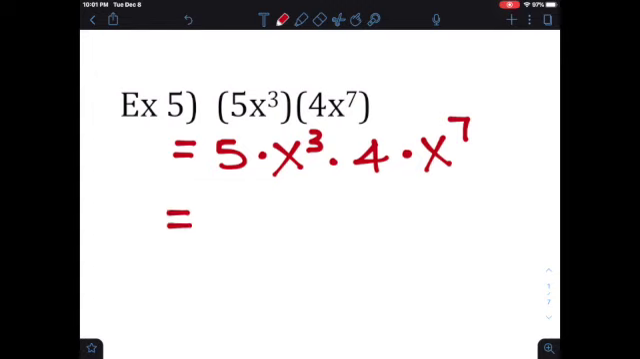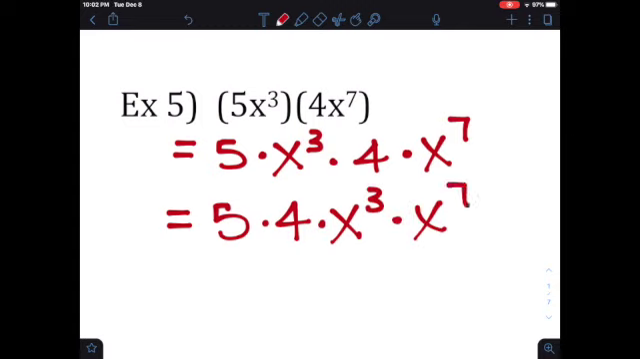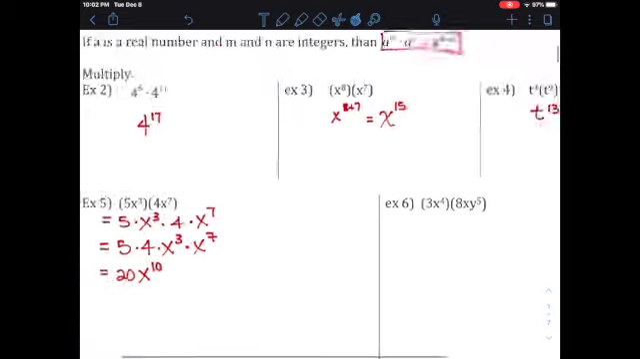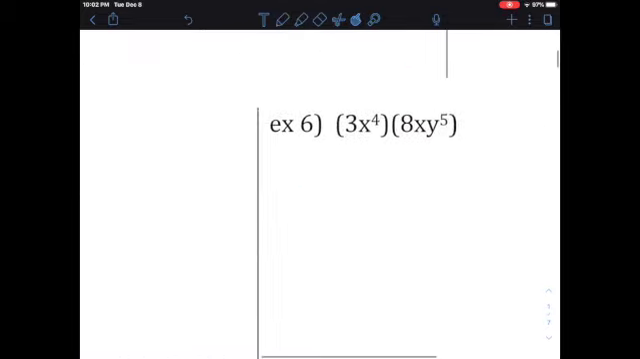I'm going to say, if I take 5 times 4, then I have x to the third times x to the seventh. We can follow the rules from before. So the numbers just get multiplied together. It's not the distributive property. It's just changing the order. There's no distributive property here. So that's just 20 x to the 10th. And that is it.